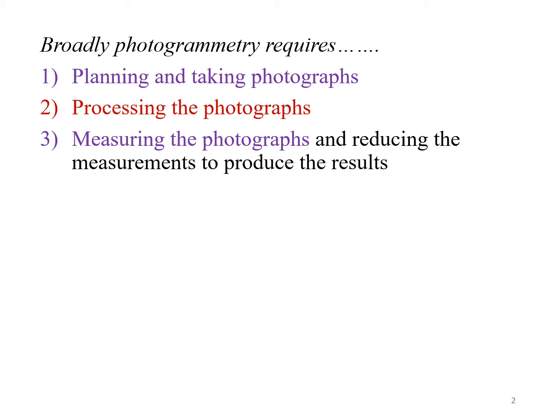Then after capturing the photographs, how the photographs are processed. So what is the negative plane, what is the positive image plane, we are going to see. The third one is measuring the photographs and reducing the measurements to produce the results. In this third step, we identify different objects and we will measure the distance in the photographs.